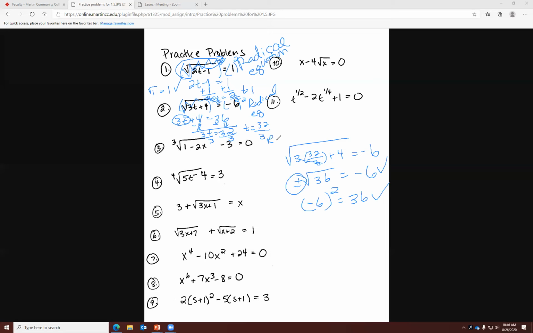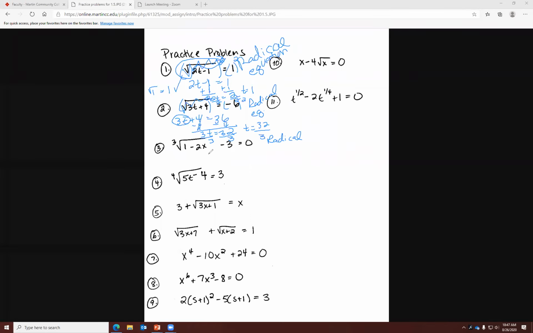All right, the next one, you see a radical symbol in it. So we know this is a radical equation. Okay, I'm going to erase some of this stuff. I have a little bit more room. Okay, so this one's a radical equation, but this time your radical symbol is not by itself. So the first thing you want to do is get this by itself. So we're going to have to add the 3 first. So you end up with the cube root of 1 minus 2x is equal to 3.